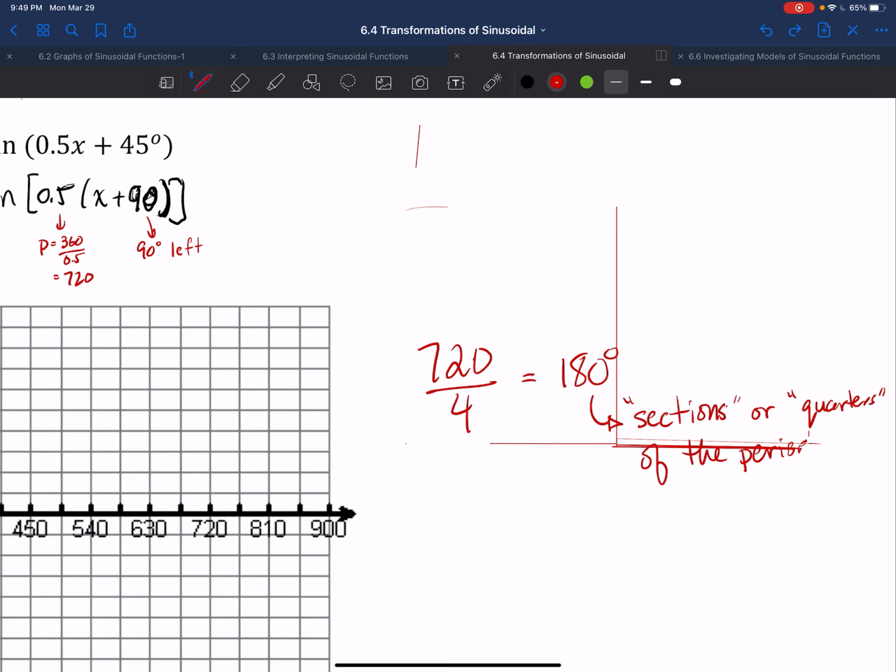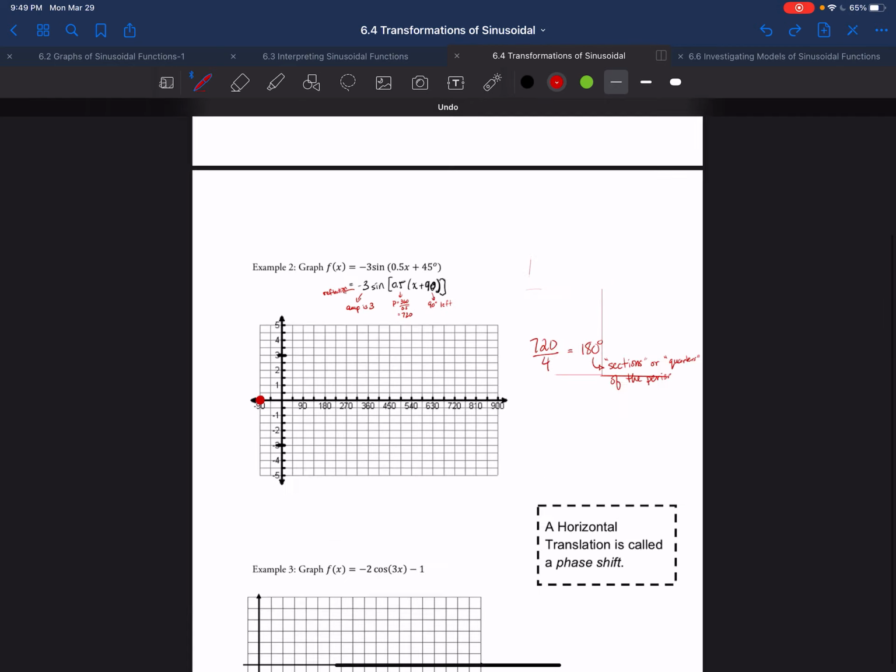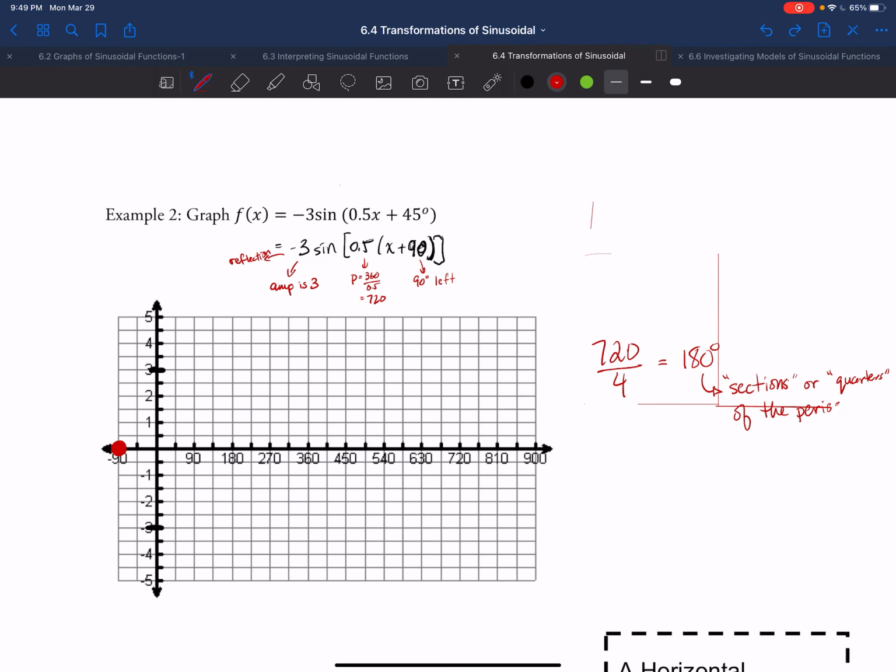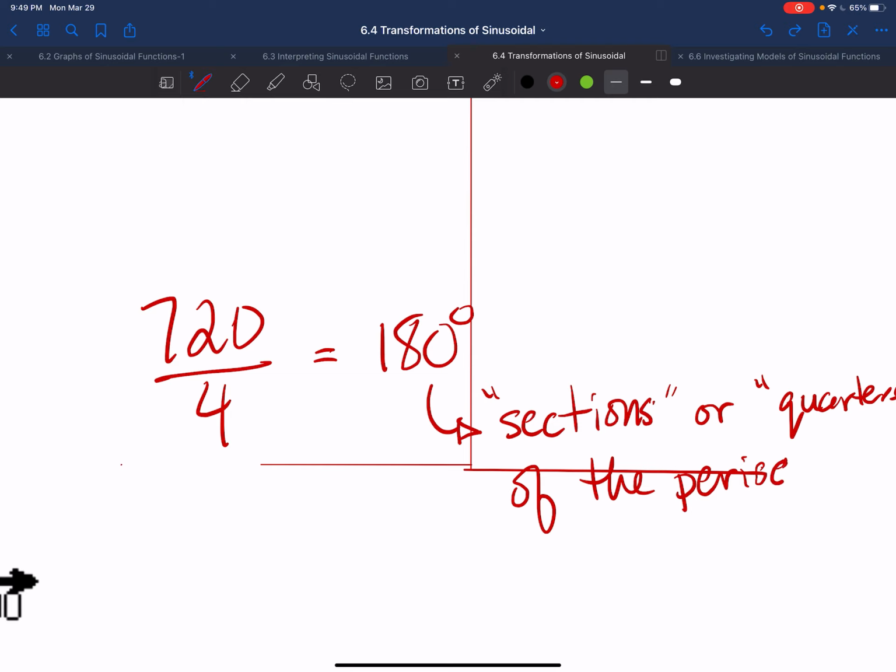Sorry. Can't even erase it. I don't know what's going on. Okay, whatever. Ignore it.